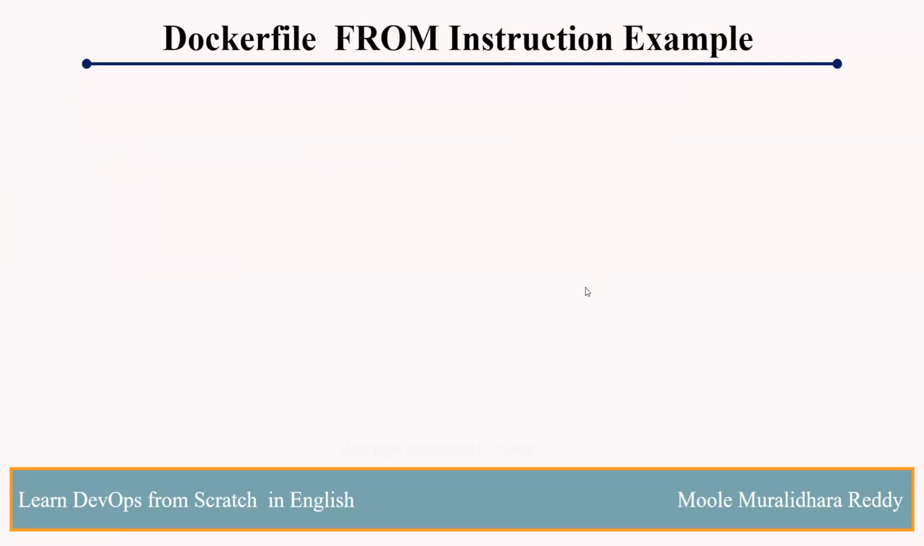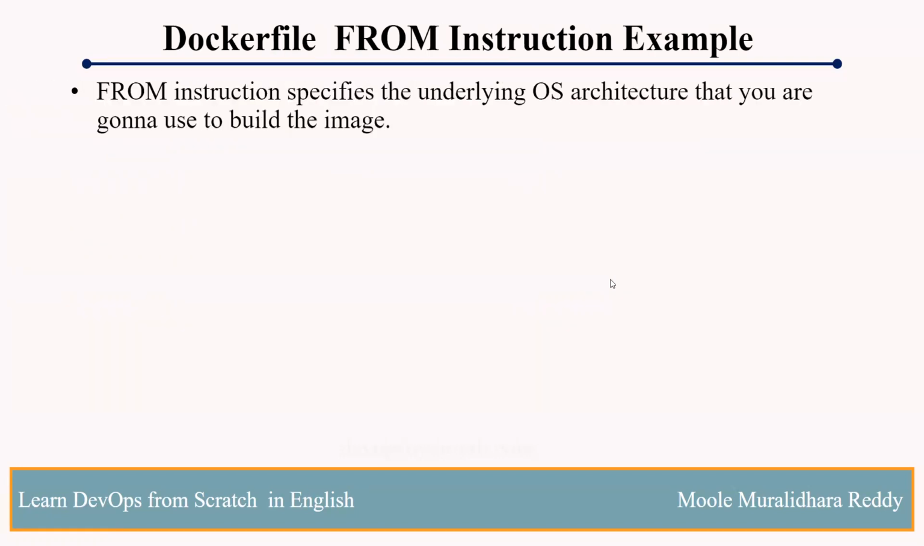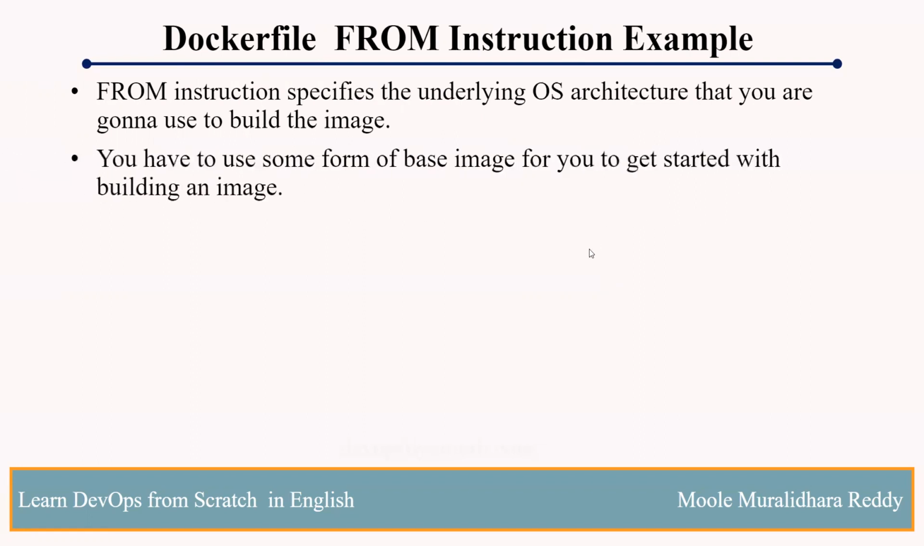Okay, first one, the FROM instruction. What are the main uses of the FROM instruction? When you are writing the Dockerfile, we require a base image, right? That base image we declare in the FROM instruction only. Remember, at interview level, the majority of people will ask: inside the Dockerfile, what is the mandatory instruction?